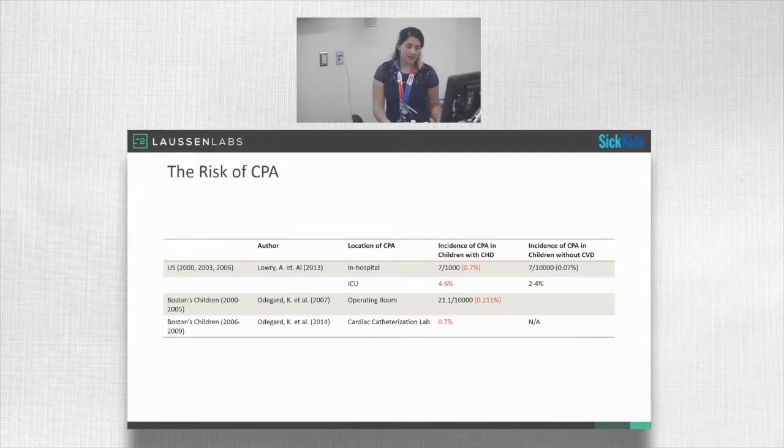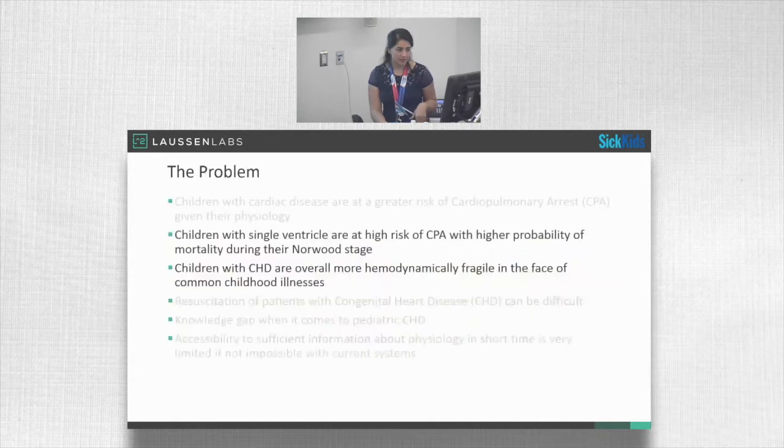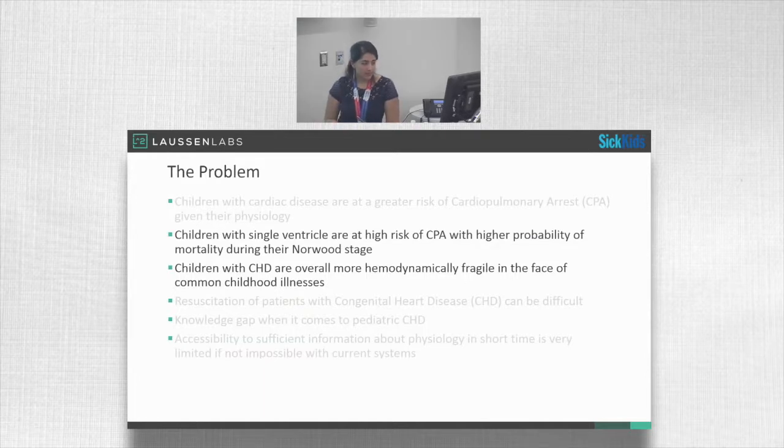Similarly, you can see data on the incidence of cardiac arrest in the cardiac OR and in the cath lab being at 0.2% and 0.7%. Moreover, from the same broad category of kids with heart disease, children with single ventricle physiology are at a higher risk of not only experiencing significant cardiopulmonary arrest, but also suffering morbidity and mortality from it.